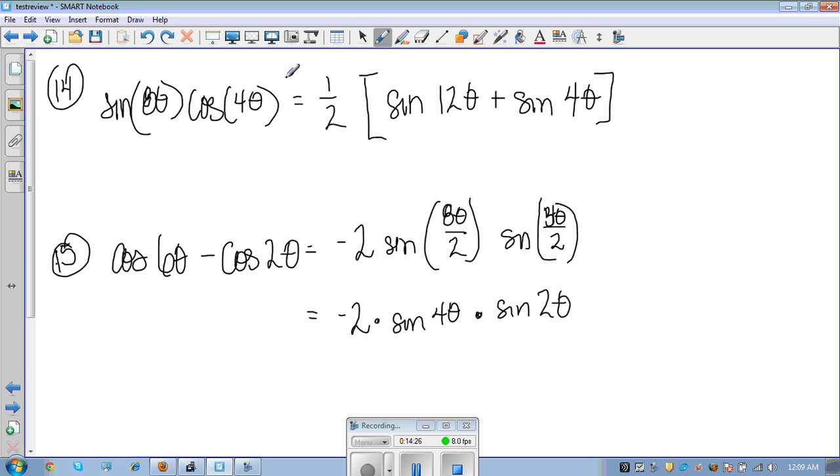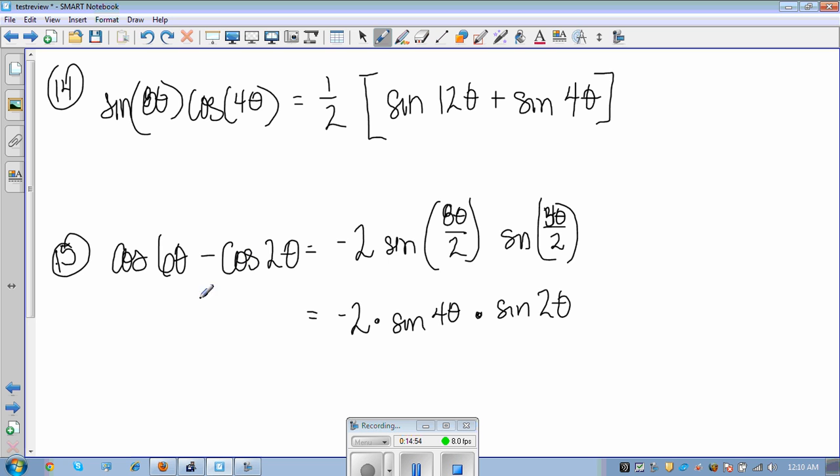14 and 15, I got this mess: a sine of 8 theta times a cos of 4 theta. You're going to want to use those formulas. We want to change this product over to a sum. So 1/2 sine of alpha plus beta, so 8 plus 4, plus the sine of alpha minus beta, so 8 minus 4 theta, and that's your answer.